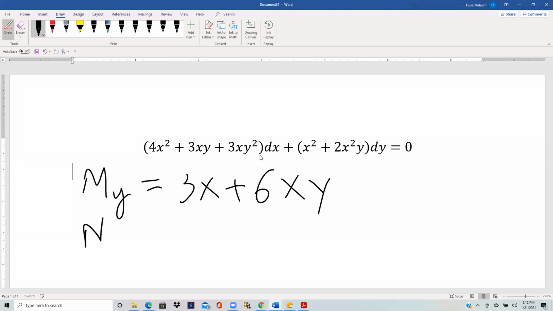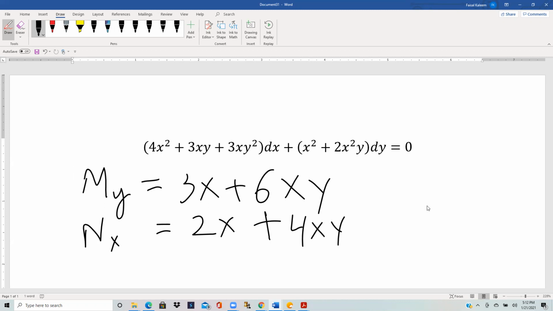And Nx. Nx will be the derivative of x squared, which is 2x, and the derivative of 2x squared y. So the derivative of 2x squared is 4x and the y is a constant. 4xy. And the two are not equal, therefore not exact.